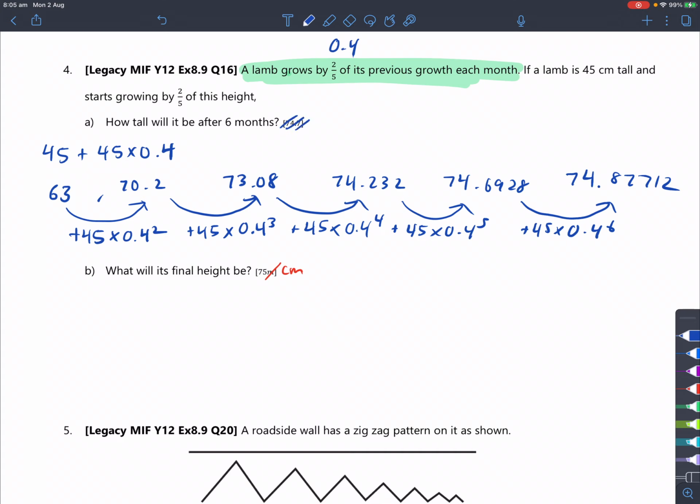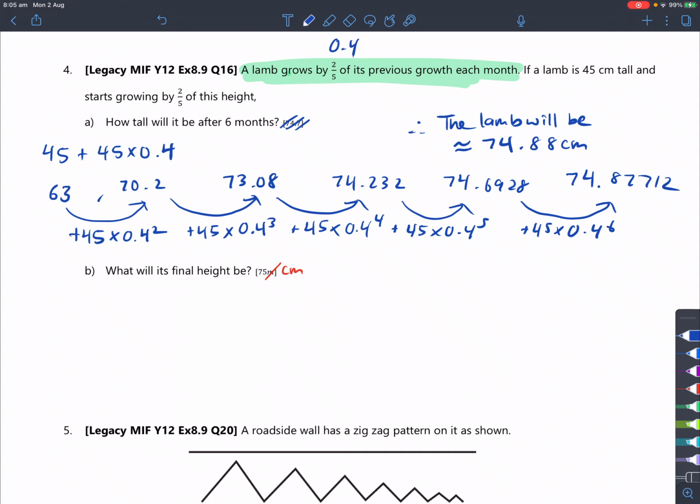Okay, so this answer is actually wrong. Okay, don't worry about that. Our lamb will be this height. Okay, so rounding that to maybe just 2 decimal places, we can say therefore the lamb will be approximately 74.88 centimeters.